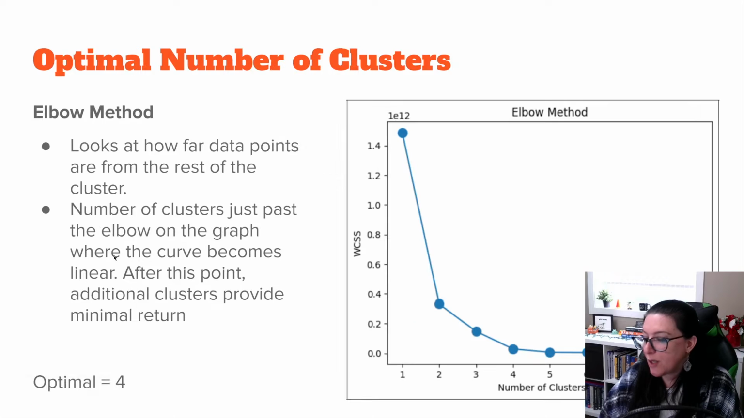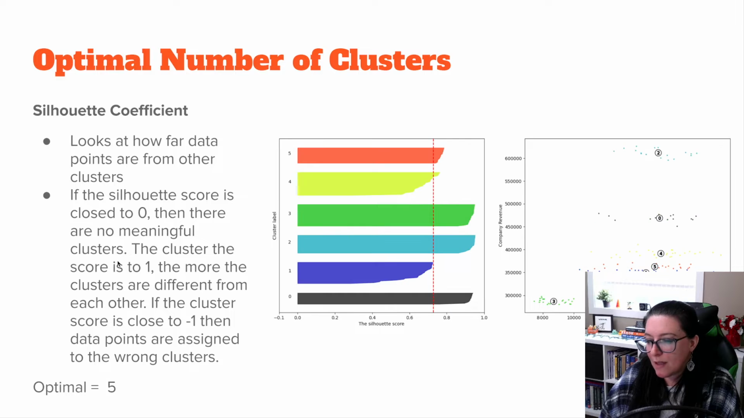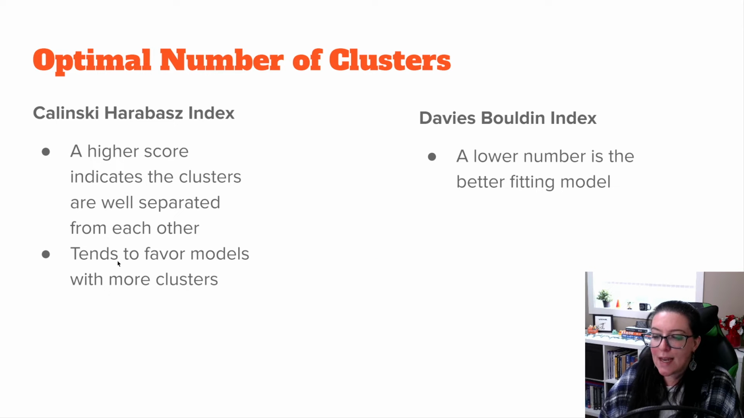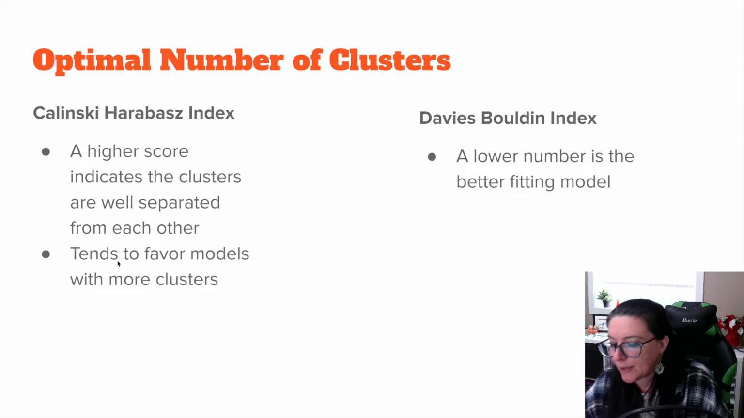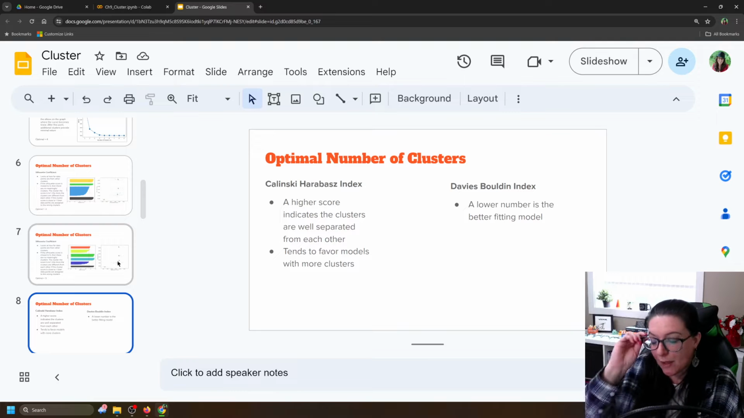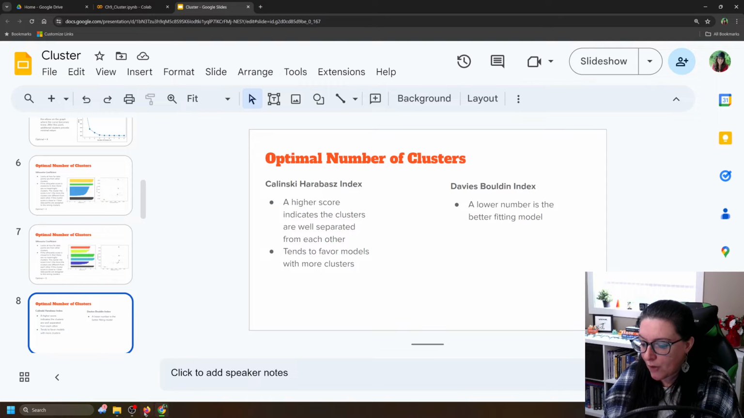We talked in our previous video about methods to determine that optimal number of clusters: the elbow method, silhouette, and then Calinski-Harabasz and Davies-Bouldin. All right, so let's get to it. Let's actually do this in Python.